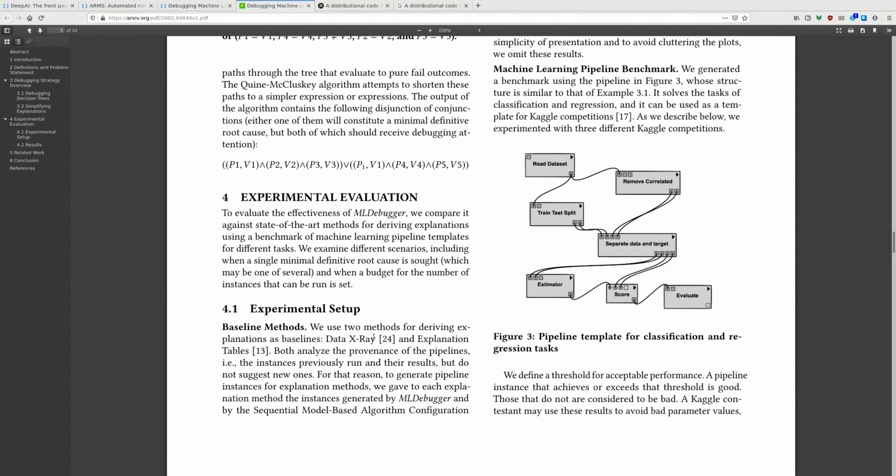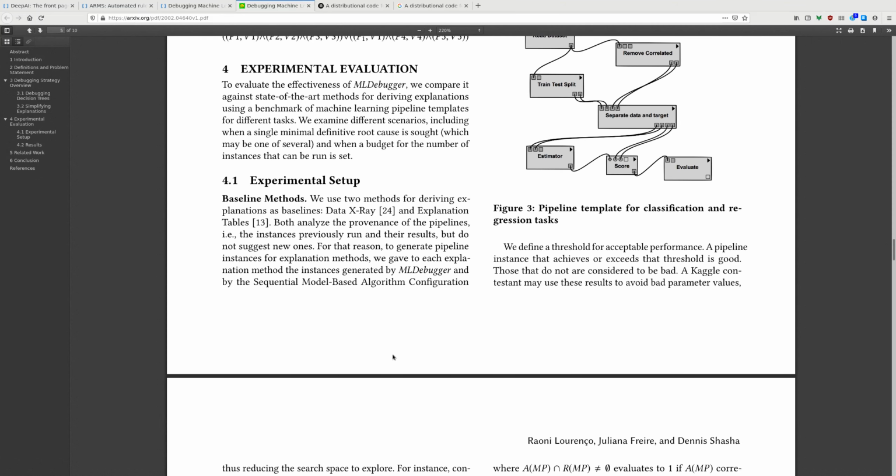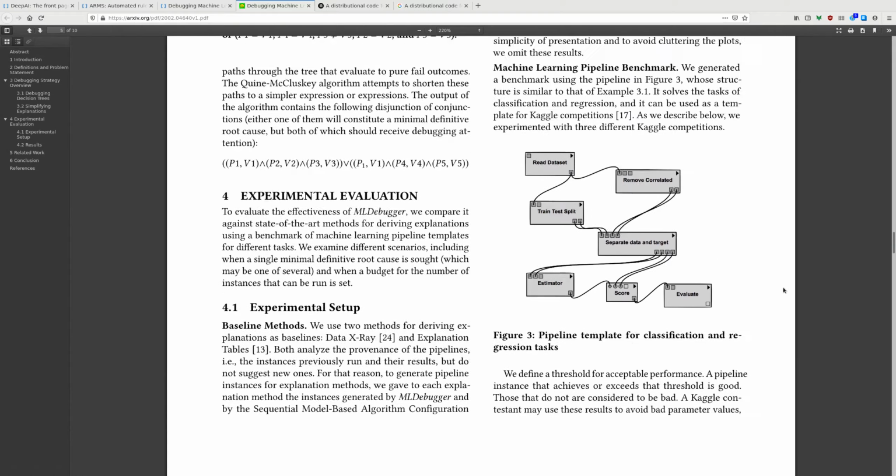We use two methods deriving explanation based on data: X-ray and explanation tables. Both analyze provenance of these pipelines, that is, statistics of previous runs and their results, but do not suggest new ones. For that reason, to generate pipeline instances for exploration methods, we gave each explanation method the instances generated by ML debugger and by sequential model-based algorithm configuration.